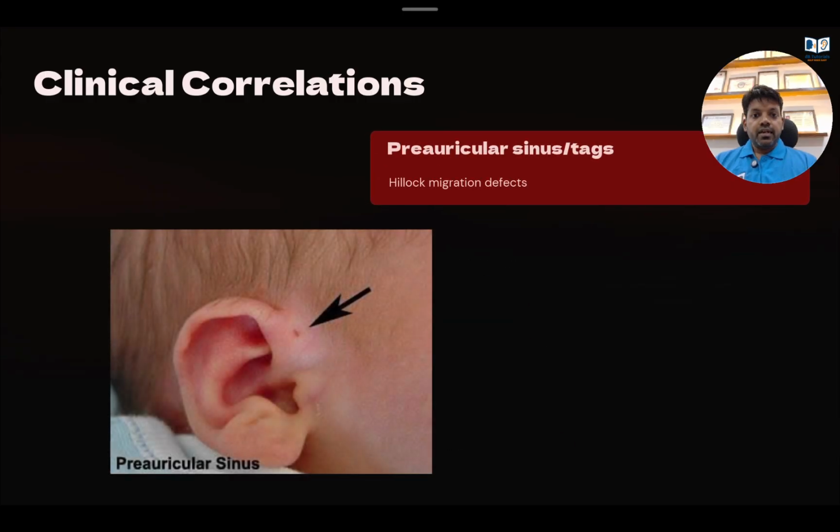And there can be a preauricular sinus. As the name suggests, pre is kind of like front or ahead or before. So before the auricle, there is a small sinus which is created. It is a hillock migration defect, again the same, migrations are not happening. One of the patients I have seen had an infection which goes inside, and then it is very difficult to remove the infection. So that is the problem that the child can have.